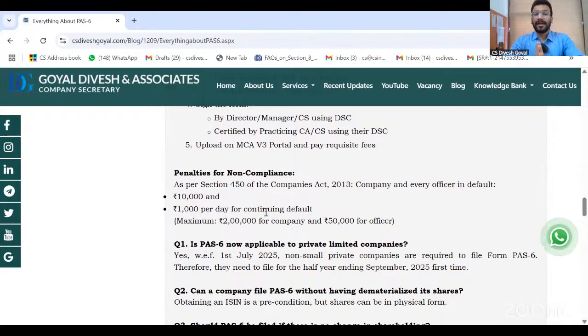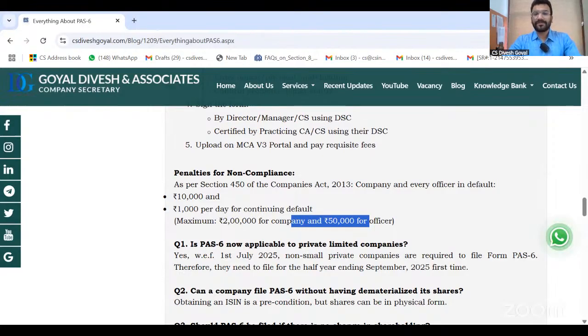PS6. And if a company fails to file the PS6 by 30th May, within the due date, the company and officer in default are liable for a penalty of rupees 10,000 and 1,000 rupees per day. The maximum penalty on the company is 2 lakh and on the officer it is 50,000.